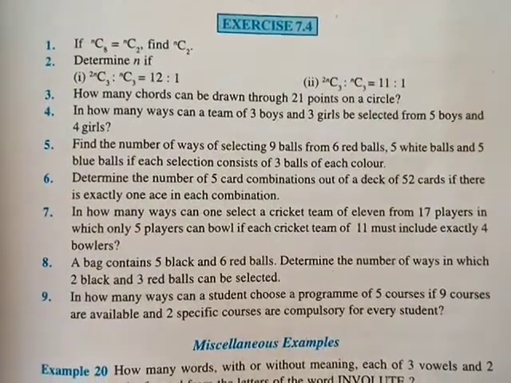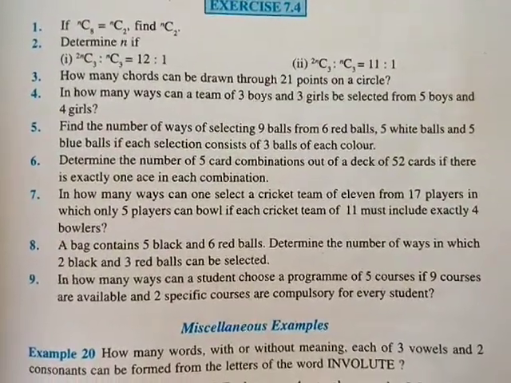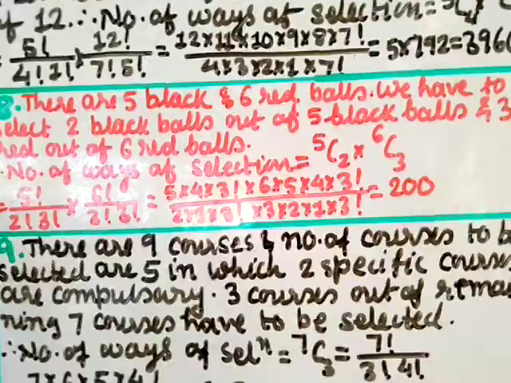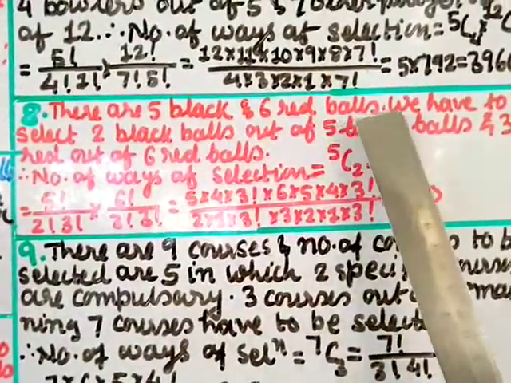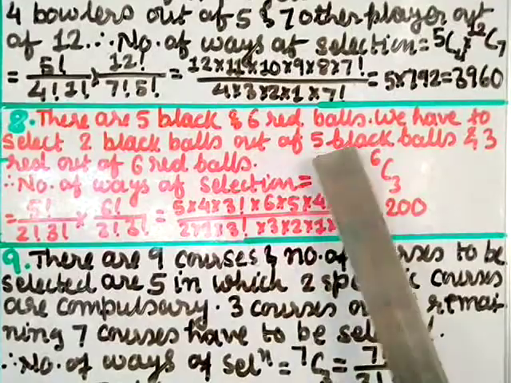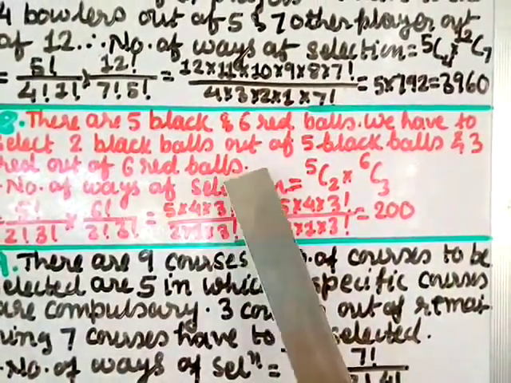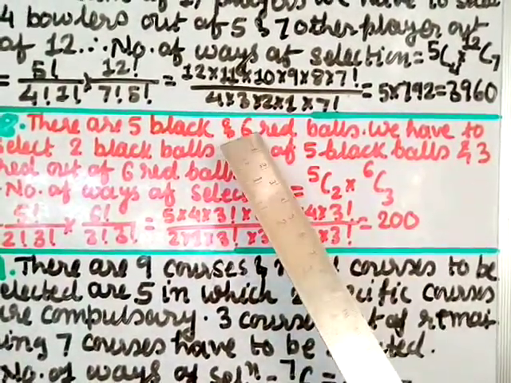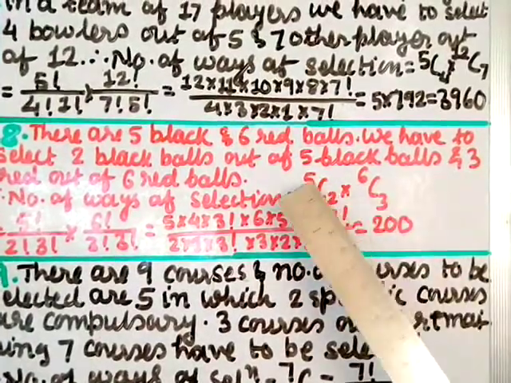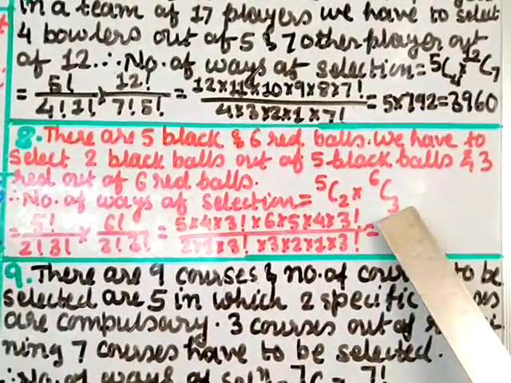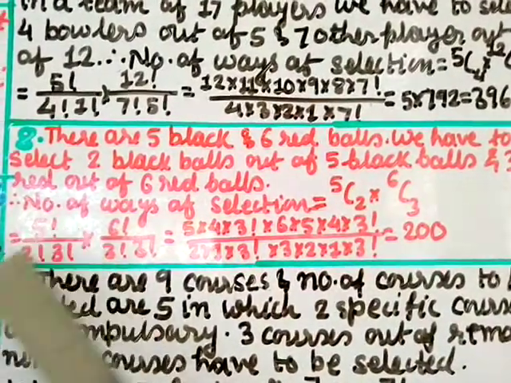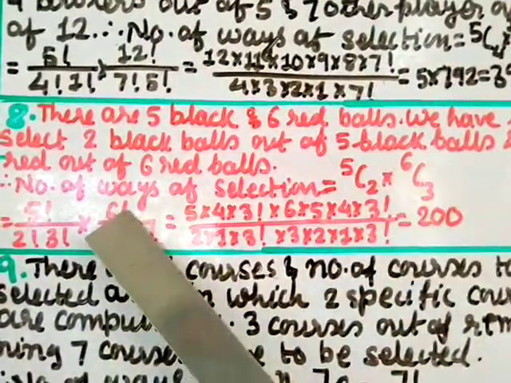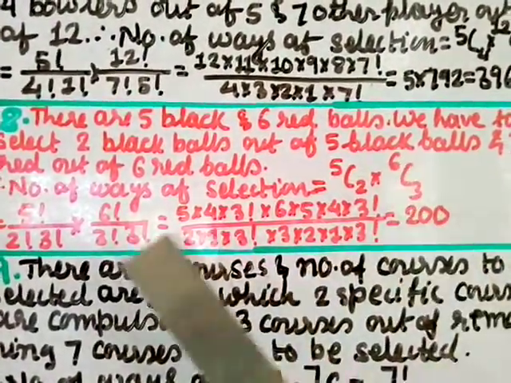Question number 8. A bag contains 5 black and 6 red balls. Determine the number of ways in which 2 black and 3 red balls can be selected. There are 5 black and 6 red balls. We have to select 2 black balls out of 5 black balls and 3 red out of 6 red balls. Therefore, the number of ways of selection will be 5C2 into 6C3, out of 6, 3 and out of 5, 2. Now 5C2 formula is 5 factorial divided by 2 factorial into 5 minus 2, that is 3 factorial, into 6 factorial divided by 3 factorial into 6 minus 3, that is 3 factorial.